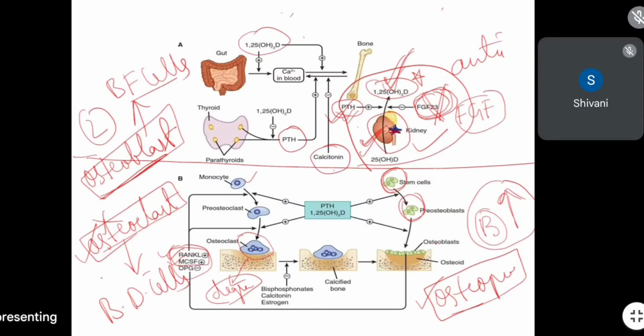See, when a sufficient amount of osteoblast cells increases in the bone, immediately they will go and improve production of, they will produce RANKL and MCSF. Again, RANKL and MCSF, what they do, they will start differentiating osteoclast.